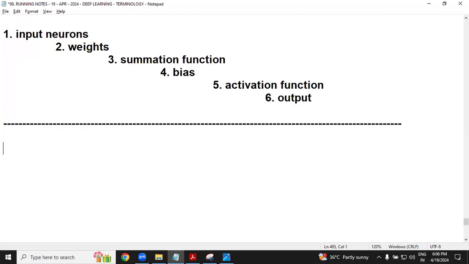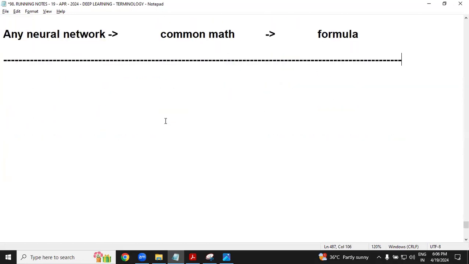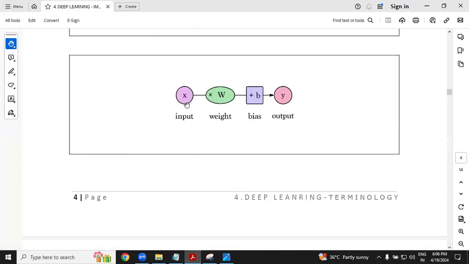In any neural network, one common math formula is executed. What is that formula? I'm going to reveal it to you. This is the formula.